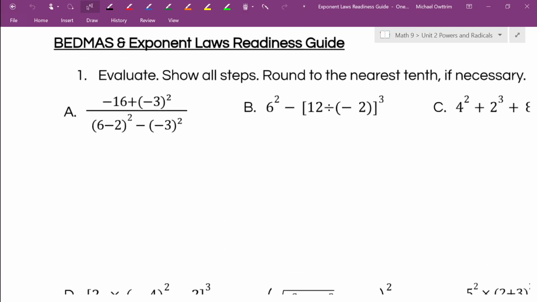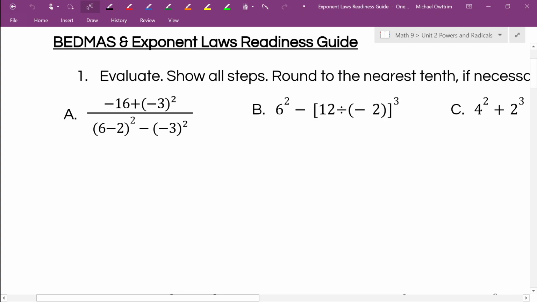In question A, what we want to remember is that we do need to treat the fraction as having these implied brackets around the entire top and entire bottom. The division of the fraction is going to be our last step. So if I take a look at that top there, I'm going to have my negative 16 plus. I need to do my exponents inside that brackets first. Negative 3 squared is negative 3 times negative 3, which would be positive 9.